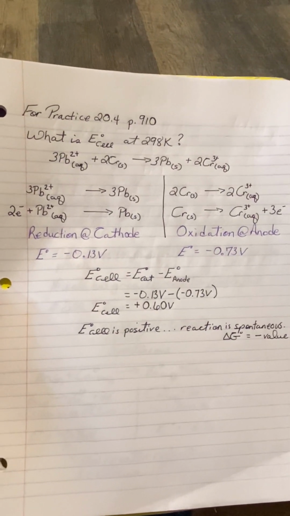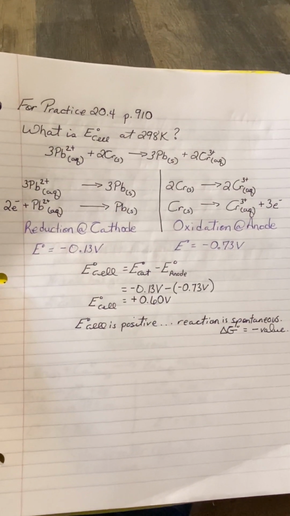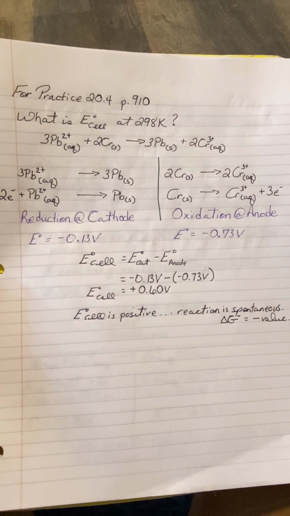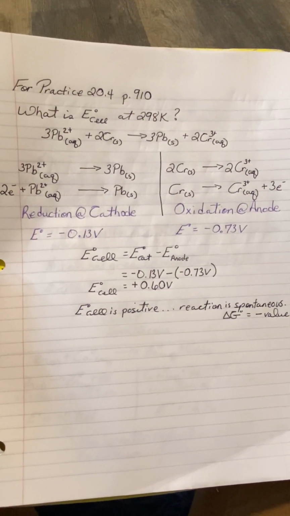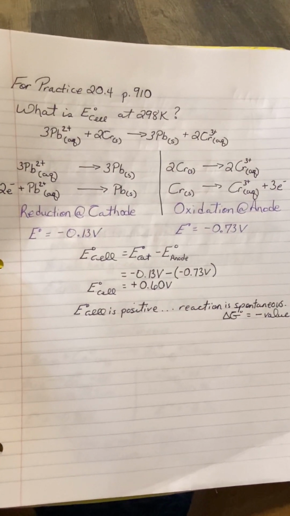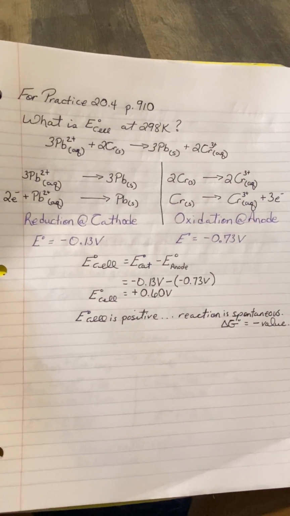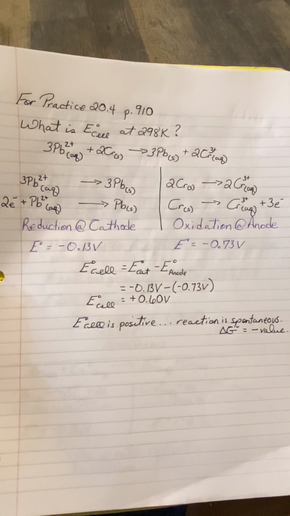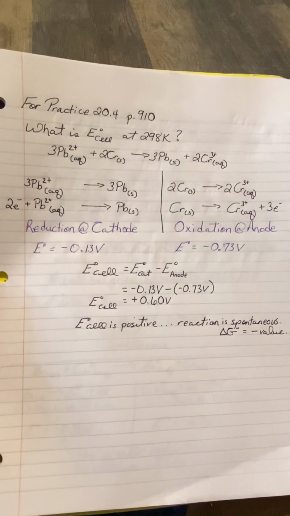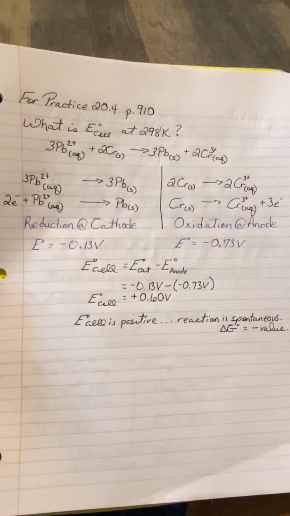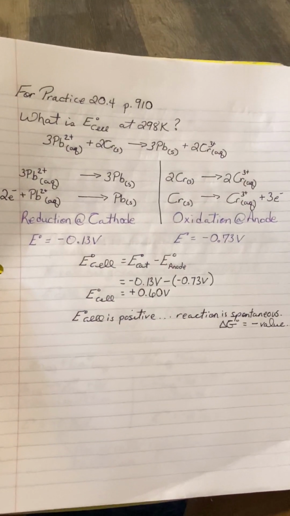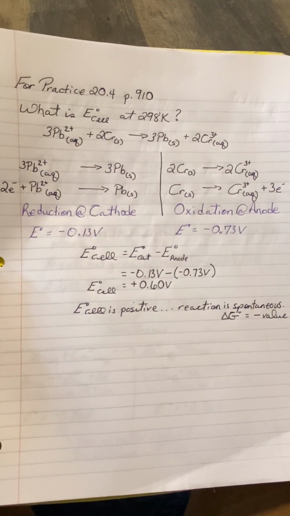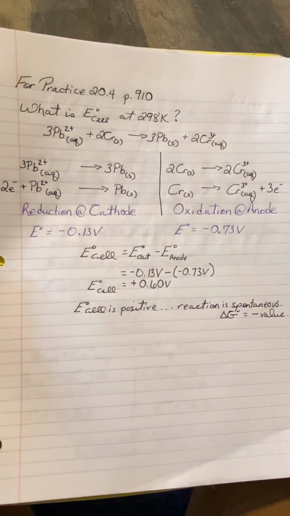What we want to do is look at those two reduction values. The one that is more positive, in this case the negative 0.13 volts, is going to be the cathode site. That's where you do reduction. So to get the standard potential, the volts, for a cell, you take the cathode reduction value and you subtract the anode value.